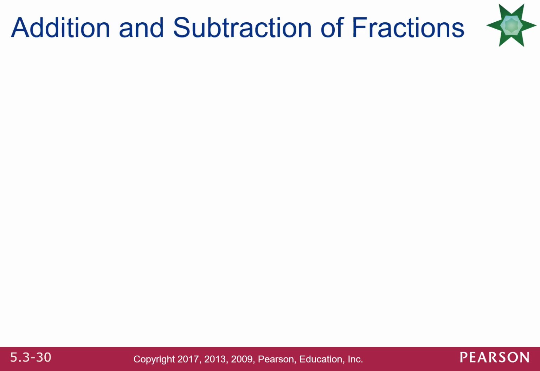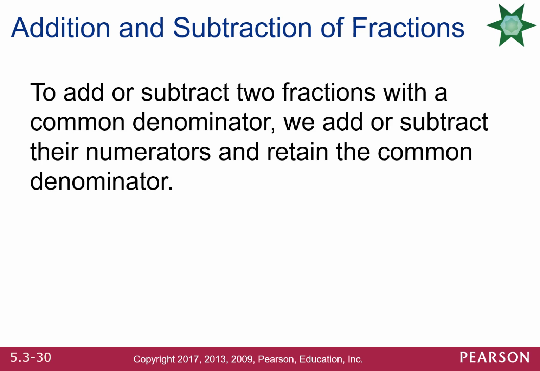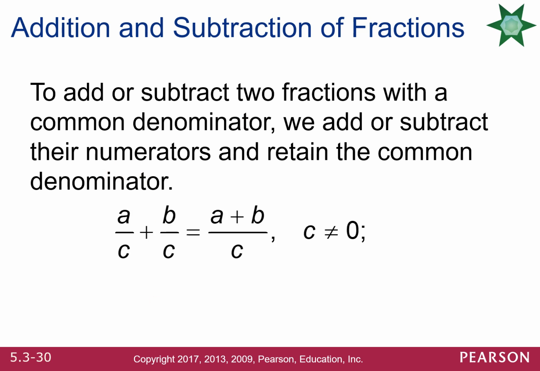Now let's look into the two remaining arithmetic operations that we can perform on fractions, and that's addition and subtraction. So to add or subtract two fractions with a common denominator, common meaning the same denominator, that means when the value of the denominators are the same in both the fractions, we add or subtract their numerators and retain the common denominator.